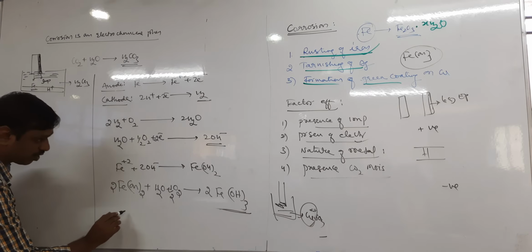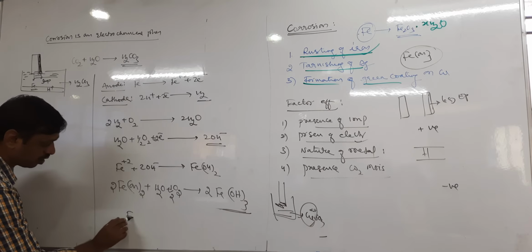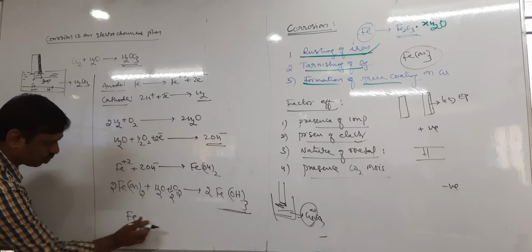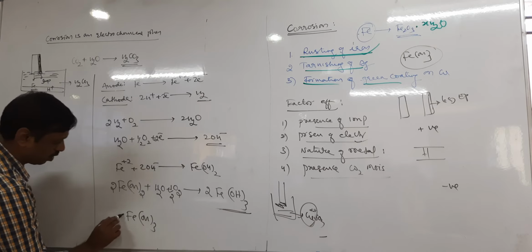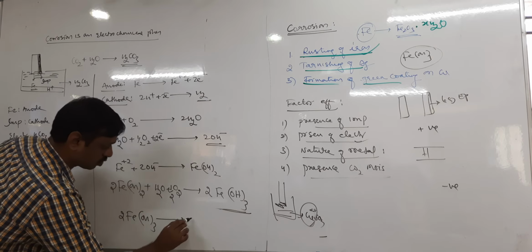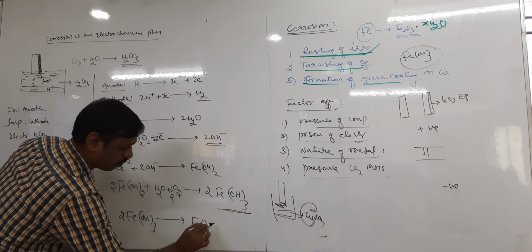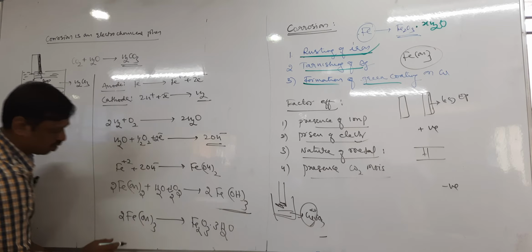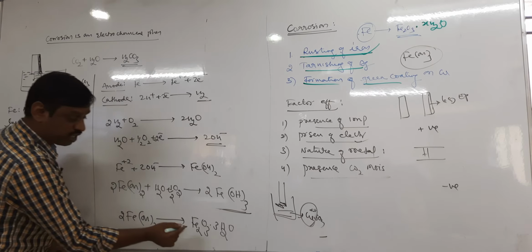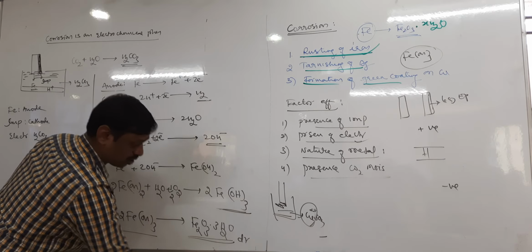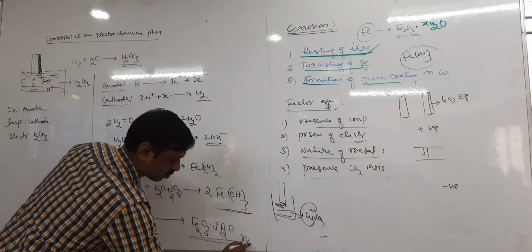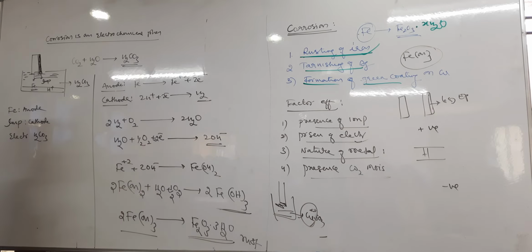Now this ferric hydroxide undergoes further decomposition. Fe(OH)3 taken thrice, it undergoes decomposition. What does it form? Fe2O3 plus 3H2O. So ferric hydroxide converts into ferric oxide plus water. So this is a brown colored non-sticky substance which is called rust. Okay, so in this way it is an electrochemical phenomenon.